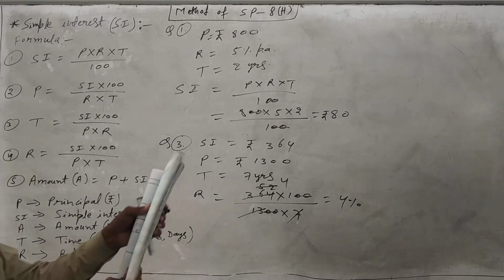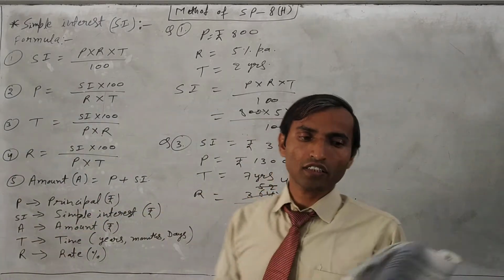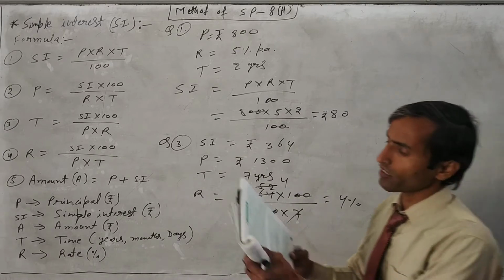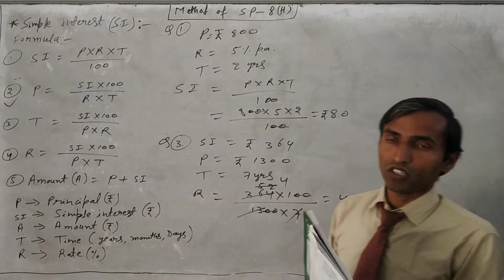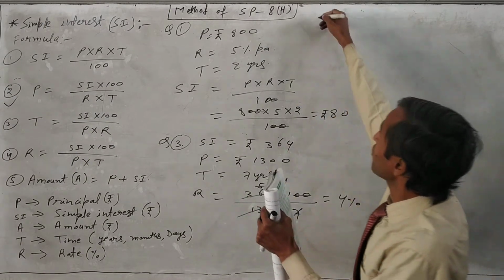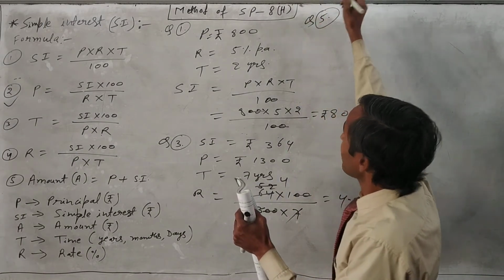Now we have to do question number fourth. Just try yourself. We have to find principal in the question number 4. So just we will apply this formula in the question number 4. Okay. Now we will find question number 5.